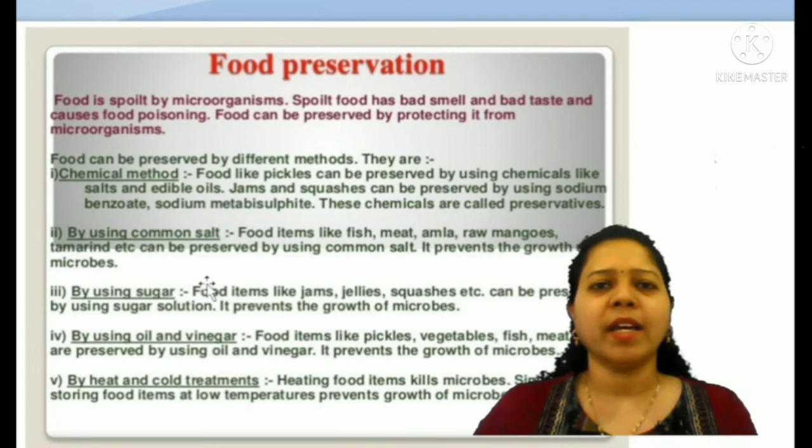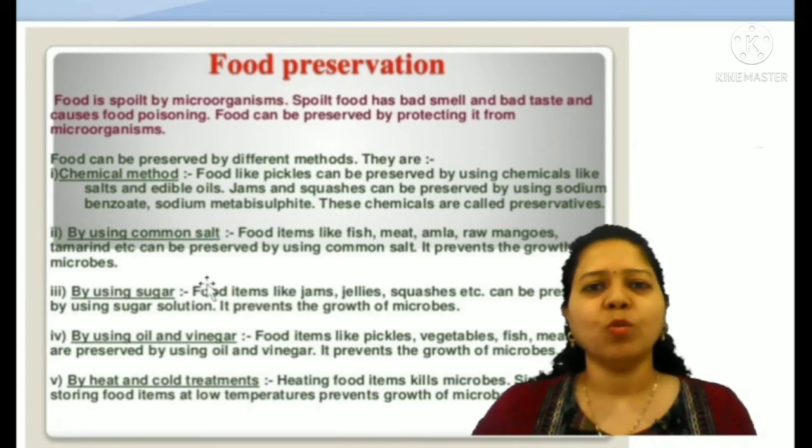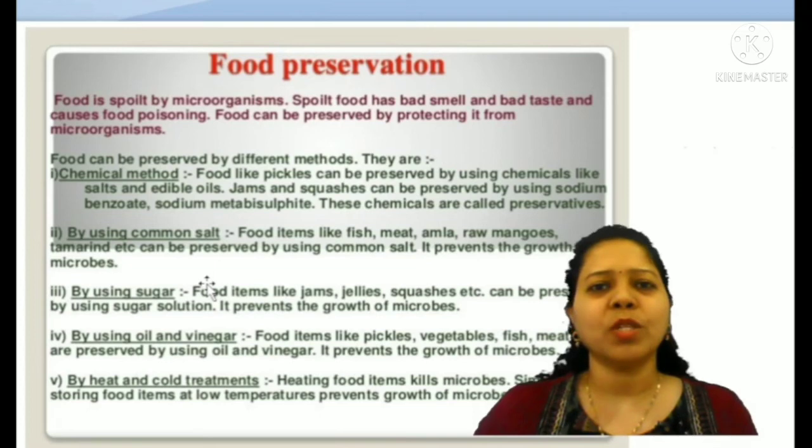Have you observed that at our home also, our mother uses salt to preserve meat and fish, or sometimes chicken? Why is she using salt? To prevent spoiling by microorganisms. In this way, we are using common salt to preserve the food.